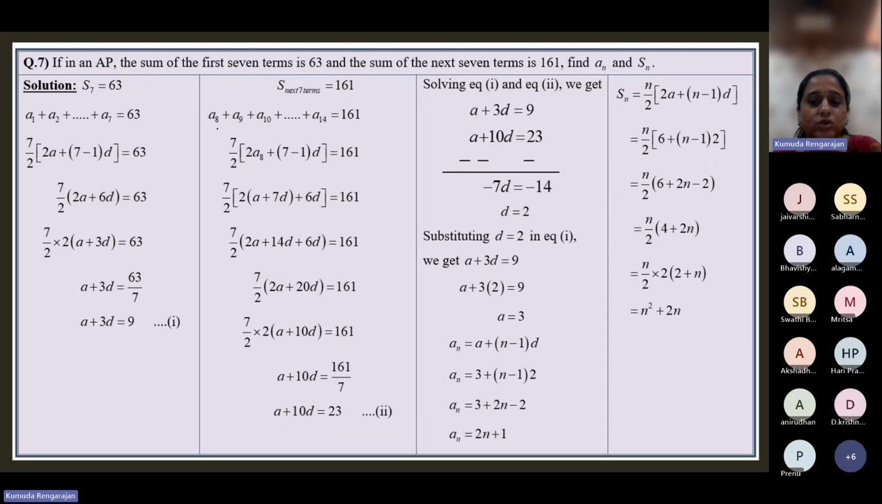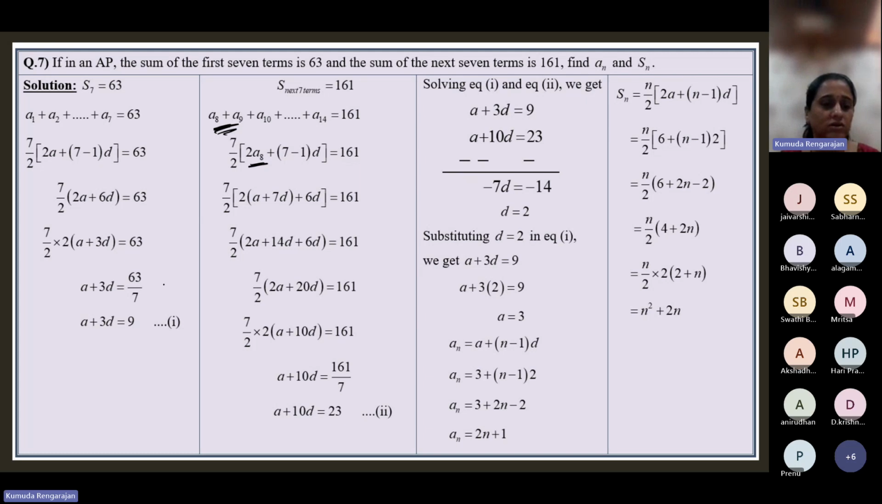So 2a, 2 into the first term. The first term is a8. So n by 2, 7 by 2 of 2a plus n minus 1, that is 7 minus 1, into d. d is d only. d will be the same throughout the arithmetic progression. So this is equal to 161.